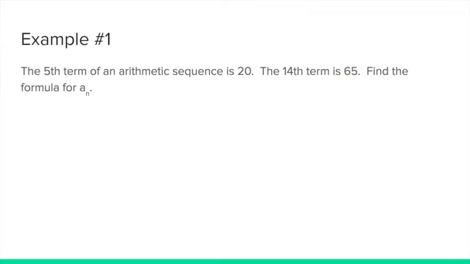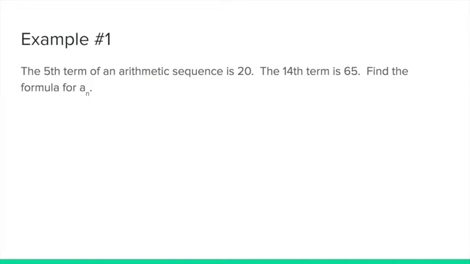All right, so here's an example. I thought about doing this on the document camera, but I just decided to animate the solution here in the slide, so hopefully this works for you guys. We have that the 5th term of an arithmetic sequence is 20, and the 14th term is 65, and we want to write out the formula for the nth term.